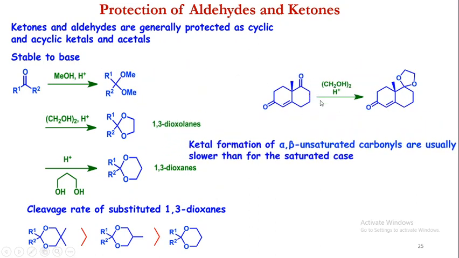Here is one example in which two carbonyl groups are present. This is the simple saturated carbonyl group and this is the unsaturated carbonyl group. If we want to protect by using the diol in presence of acid, then the simple saturated carbonyl group is easily protected by this diol, because here the alpha beta unsaturation is present. Due to this unsaturation, this carbonyl group is less electron deficient, therefore the protection is done on the saturated carbonyl.